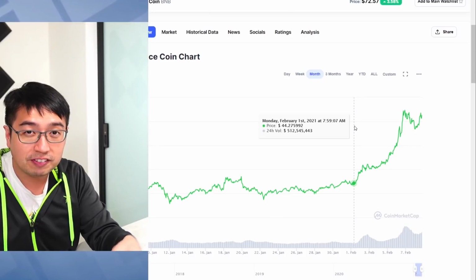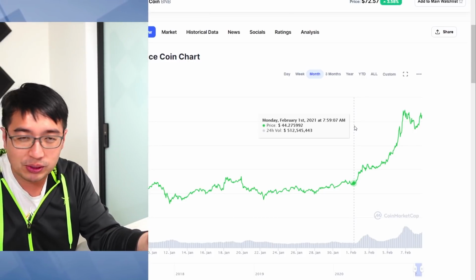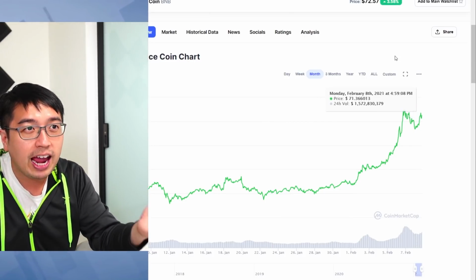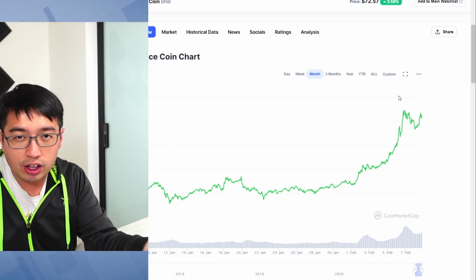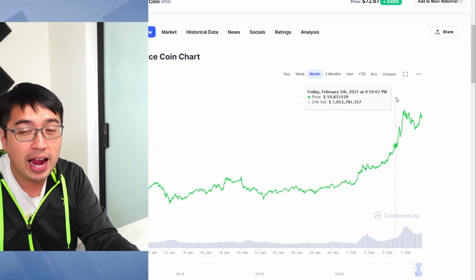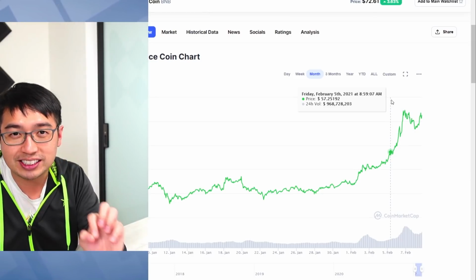Now, Binance is incentivizing a lot of users to hold the BNB token because it saves them money and allows them to use other services on the Binance platform and the Binance decentralized exchange.